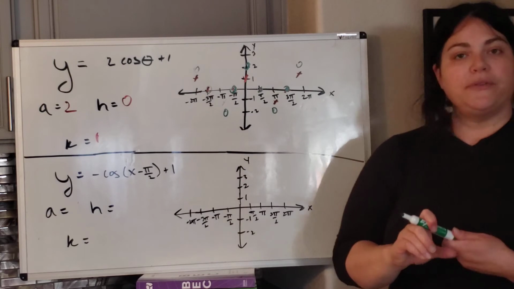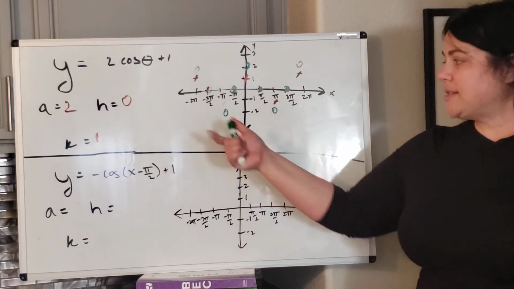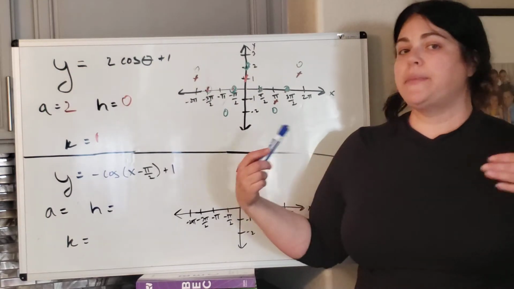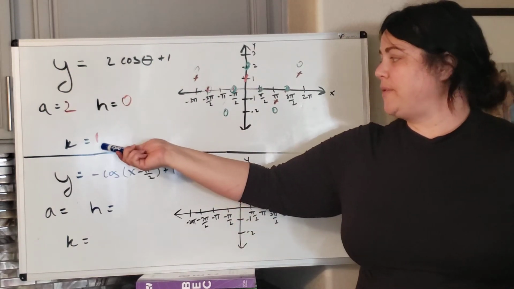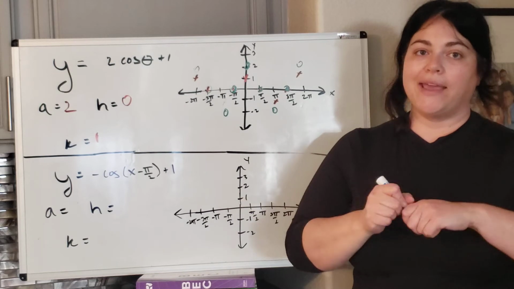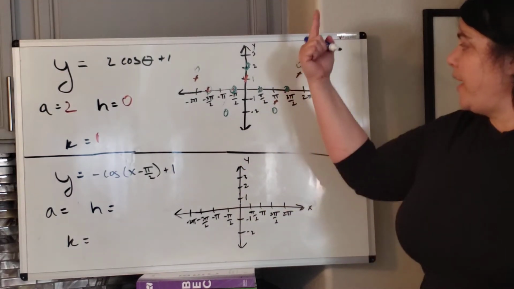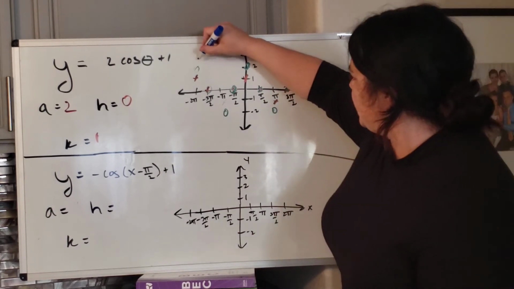Lastly, I move H and K. My H is left, right, my K is up, down. In this scenario, my H is 0, so I'm not moving left or right. All I'm doing is moving up 1. Remember, K, if it's positive, you go up. If it's negative, you go down. So moving everything up 1 unit puts this right here.